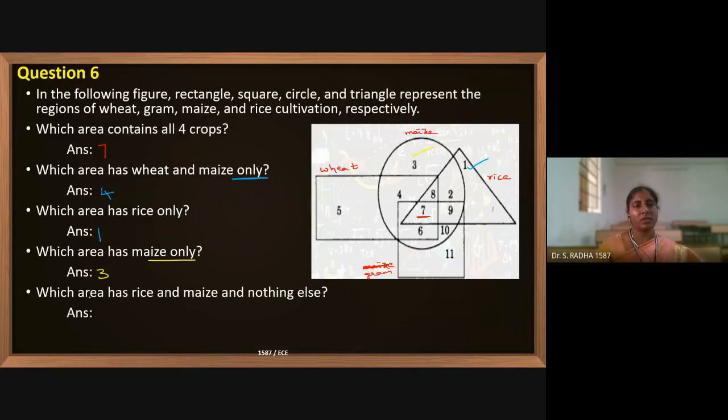Now the last question: which area has rice and maize, nothing else? Triangle and circle. Overlap of triangle and circle alone. Only this 2 is satisfying. If you take 9, there is a square coming over there. If you take 7, rectangle is coming over there. If you take 8 also, rectangle is coming over there. Nothing else. So 2 is the correct area representing rice and maize alone.